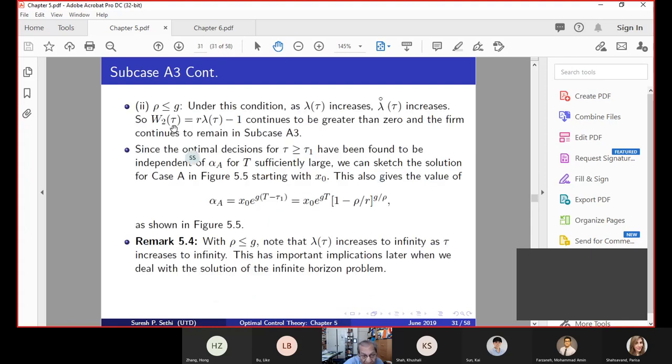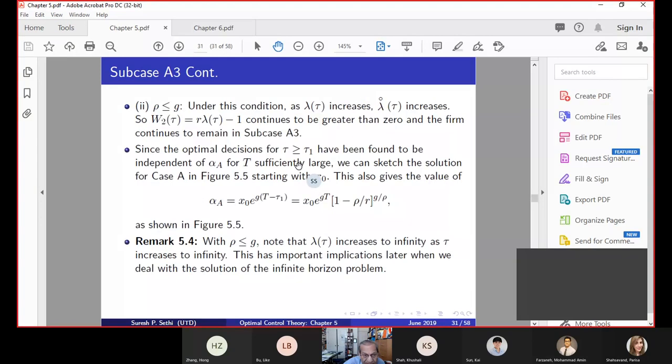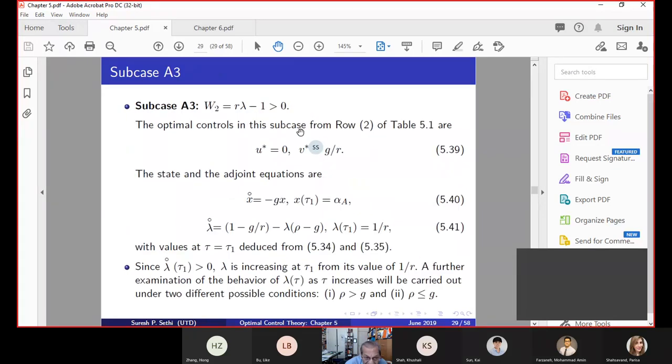What happens when this case happens? We'll talk more about this formula. This formula is a famous formula in finance, way before finance people did any control theory. We'll talk a little bit more about it because I have some personal interest in it too. Rho less than or equal to g, lambda tau increases, but lambda circle also increases. So W tau actually continues to increase all the way to infinity. So certainly we will remain in subcase A3. So in both cases, we'll remain in subcase A3.